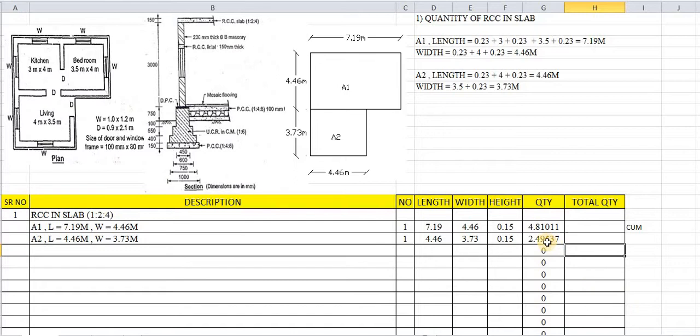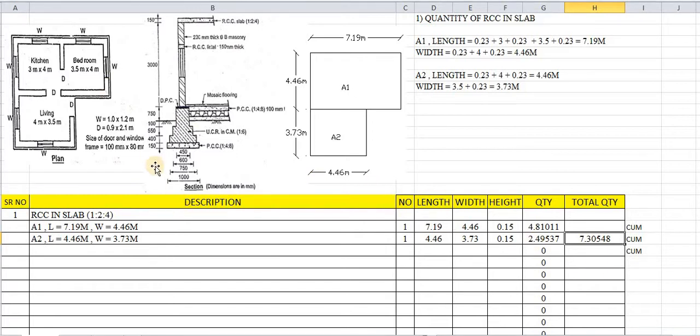So in this way the second area quantity is nothing but 2.49. These calculations are in cubic meters, because we are considering the thickness. So we will add this plus this, which is nothing but the total quantity. The total quantity comes to be 7.30548. So in this way this is the total quantity of RCC slab in cubic meters.